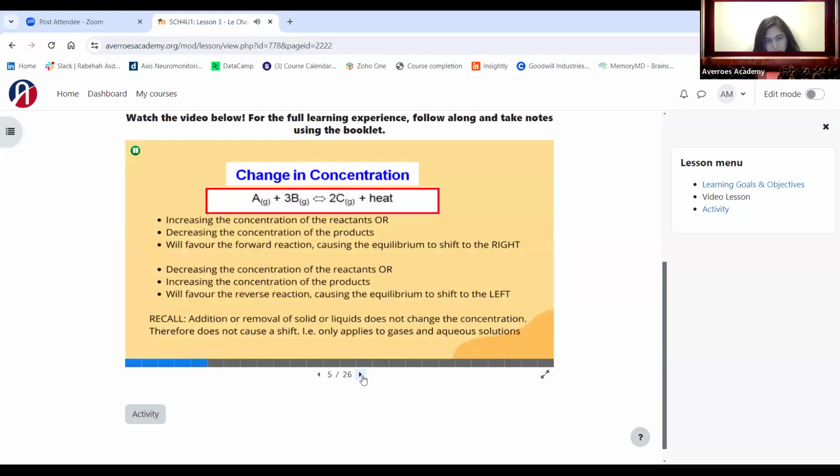So the first one is Le Chatelier's principle with concentration changes. The principle predicts that if more of a reactant is added to a system at equilibrium, then that system will undergo an equilibrium shift, or a movement of the system at equilibrium, resulting in a change in the concentration of reactants and products.